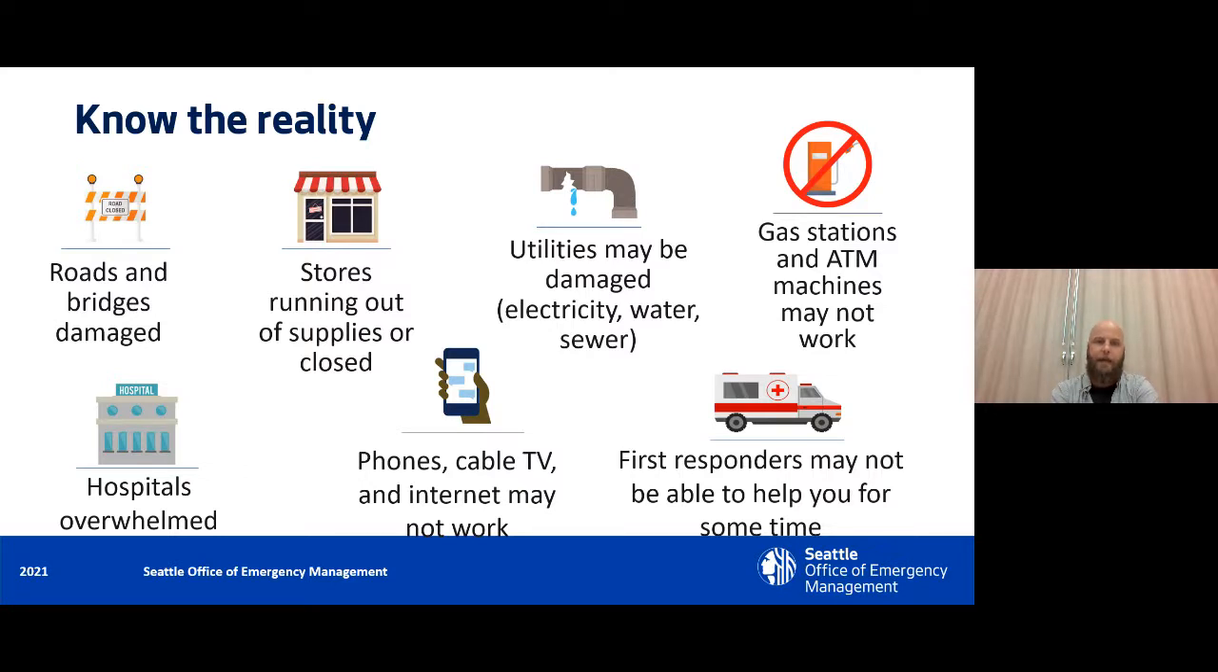But hopefully it highlighted to people the importance of having things ahead of time in the case that stores are running out or not open. Utilities being damaged, so electricity, water, sewer, all these things that we're used to having at the flip of a switch or turn of a handle won't necessarily be there.